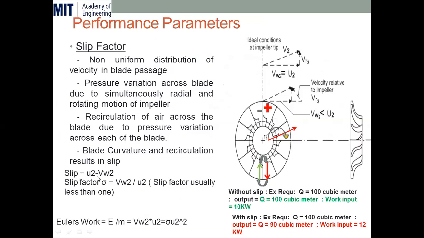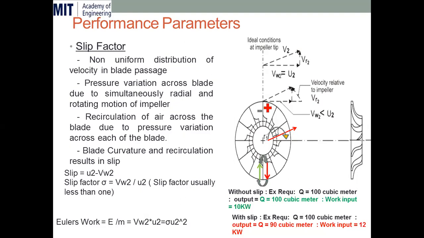Slip is equal to U2 minus VW2. The slip factor is a ratio, meaning in what proportion there is a change between the whirling component of velocity at outlet and the tangential velocity at outlet. This slip factor is given as VW2 divided by U2. Remember, slip is U2 minus VW2 and slip factor is VW2 by U2. The slip factor is usually less than 1.